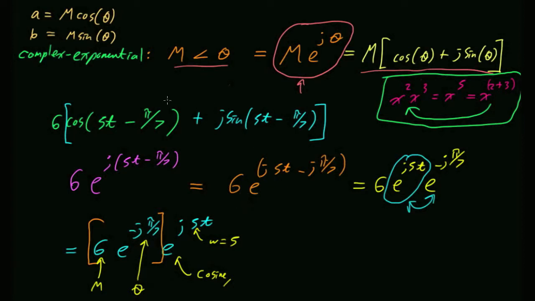Well, here's my frequency, right? It's 5. 5 radians per second. Right, 5 is just radians per second. So this tells me that I have a cosine at 5 radians, at omega equals 5.